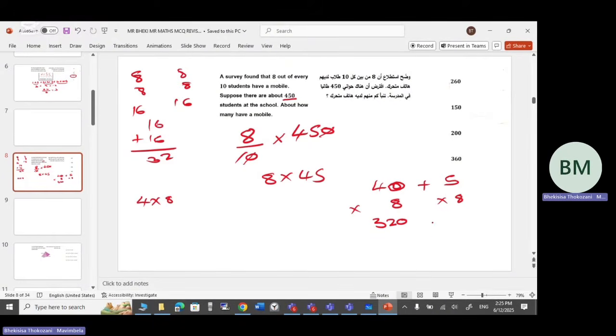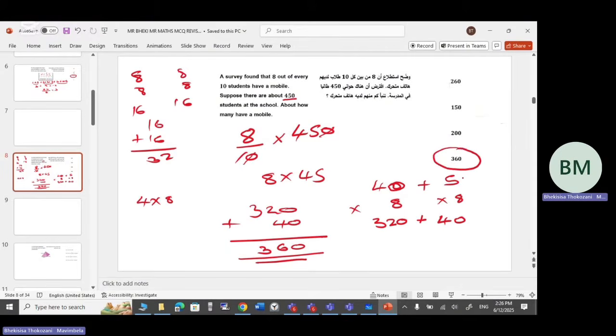And then you get 320 plus 8 times 5. I think we all know the multiples of 5, which is going to give us 40. So now you can add your 320 plus 40, and your answer here is 0 and 6, and that's 3. So your answer now becomes 360. So this will be our answer.